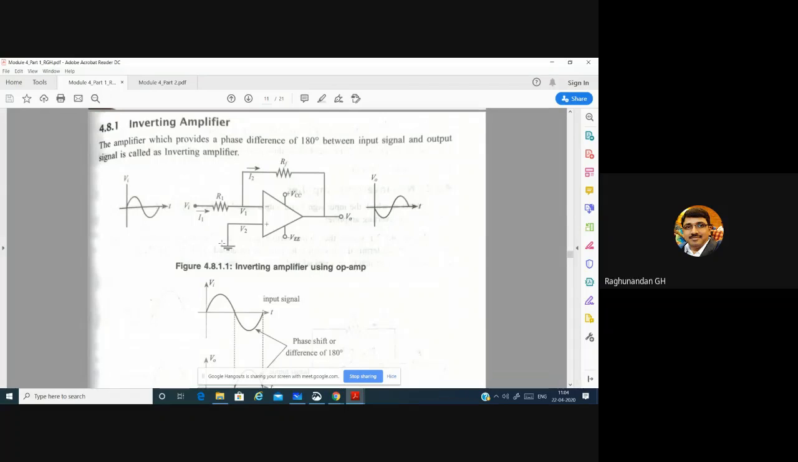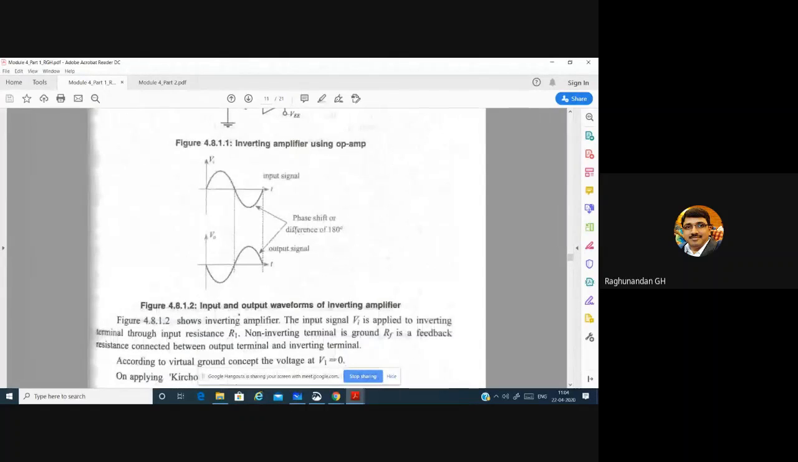This cannot be proved physically. This can be proved only mathematically. Mathematically we can prove it, but physically it is not visible. So that's why it is known as virtual ground. So here in the inverting amplifier, we are going to give the input to the inverting terminal. Since we are giving it to the inverting terminal, the input and the output will have a phase difference of 180 degrees.